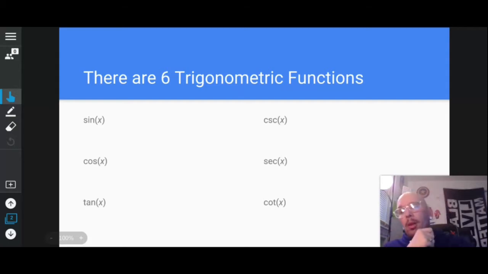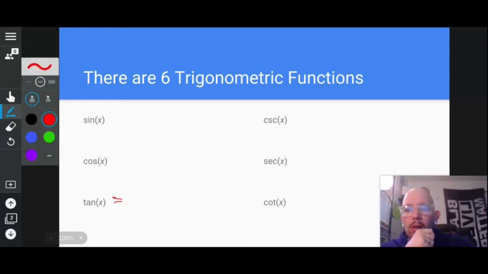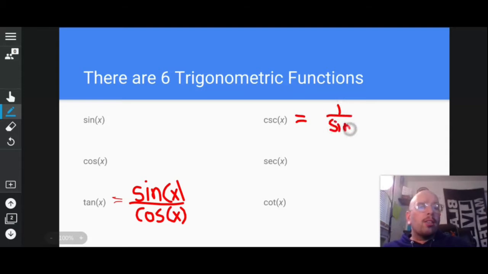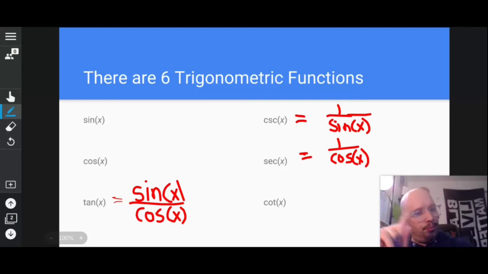We have tangent. And by the way, tangent is the same as sine x over cosine x. That's going to reappear in calculus quite a few times, dealing with tangent. We have cosecant, which is 1 over sine x. We have secant, which is 1 over cos x. And we have cotangent, which is 1 over tangent x.